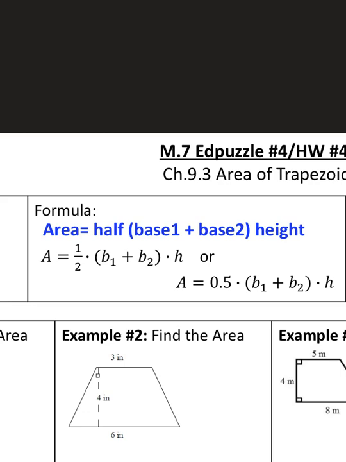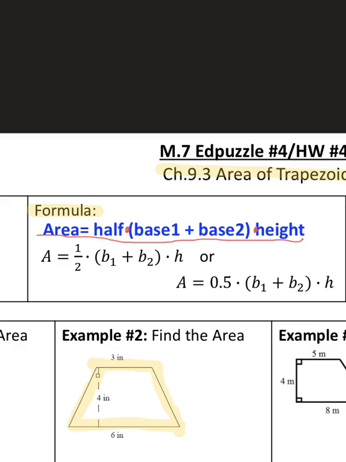All right, so the formula. We're going to talk about trapezoids, area of a trapezoid, which is a shape with 2 bases. As you can see right here, it has 2 bases, and it has 2 diagonal sides going down the side. So here's the formula for a trapezoid. The formula for a trapezoid is area equals half of base 1 plus base 2 times your height. So it's half times base 1 plus base 2 times the height.